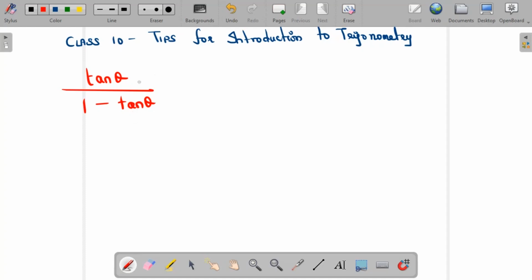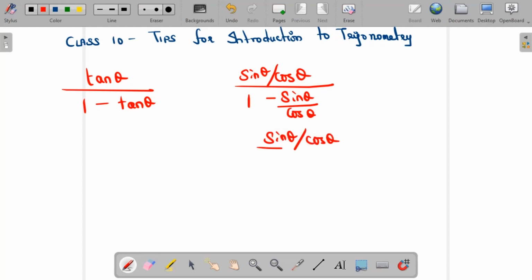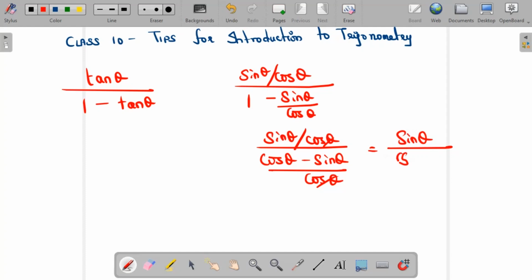The first tip is convert all tan theta, cosecant theta, secant theta and cot thetas into only sin thetas and cos thetas. So in this case, the numerator will get reduced to sin theta divided by cos theta. The denominator is 1 minus sin theta by cos theta. So what happens? You take an LCM. So the denominator will just get modified. I'm retaining the numerator as such. So this is cos theta minus sin theta, the whole thing divided by cos theta. Now this cos theta and cos theta can vanish. So sin theta divided by cos theta minus sin theta.